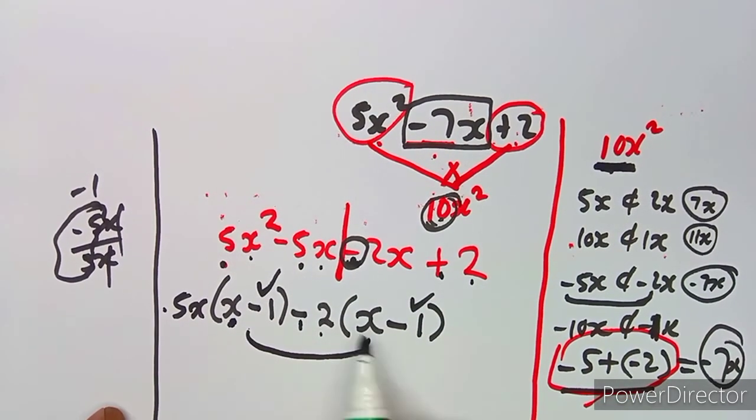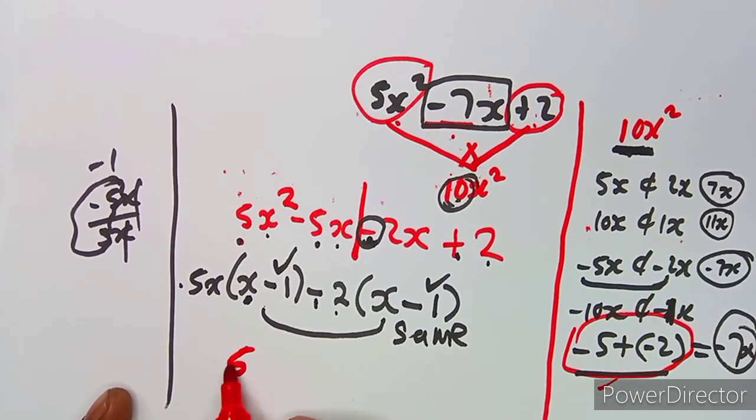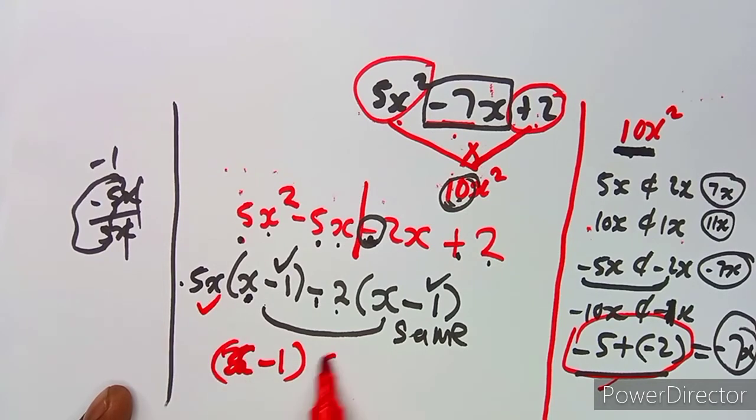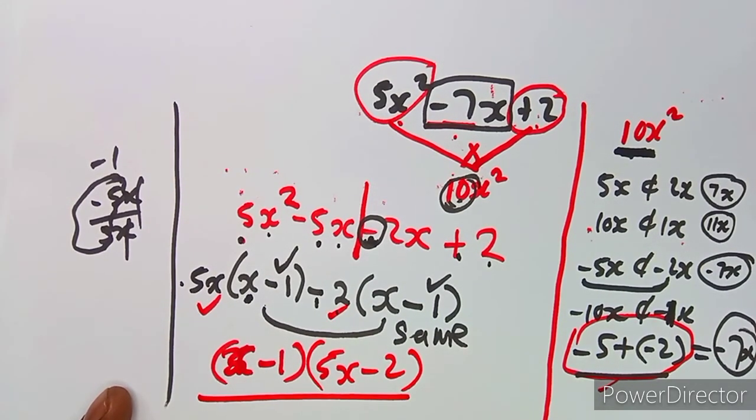Always these brackets should be the same, equal. Once they are the same, you factor it out. So you're going to be left with x minus 1 here, 5x minus 2. So that's what you're going to have at the end.